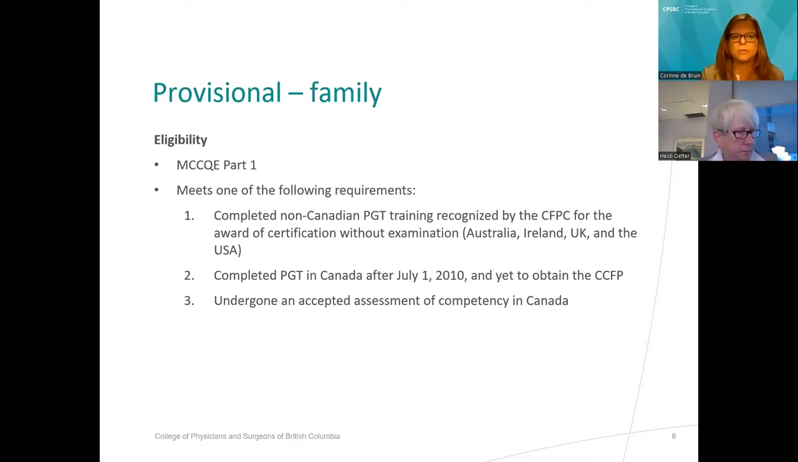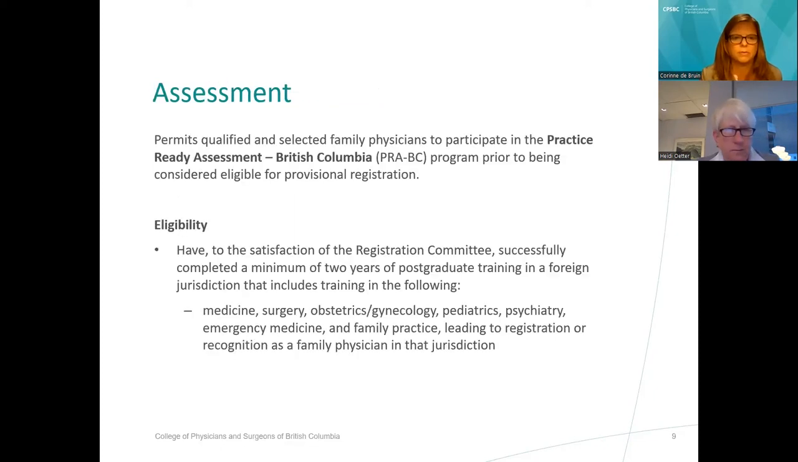The third avenue is that they have undergone an accepted assessment of competency in Canada. There are a number of these in Canada, and we do have a practice-ready assessment program in British Columbia. And I'll speak to that on the next slide.